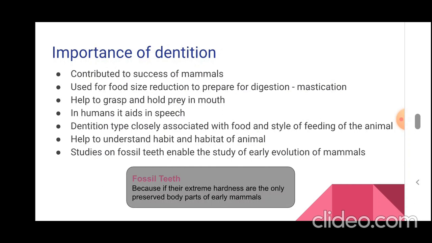The dentition type is closely associated with the food and style of feeding of the animal. Also it helps us understand the habit and habitat of the animal. And studies on fossil teeth enable the study of the early evolution of mammals. What are fossil teeth? Fossil teeth are the teeth we discover during excavations.